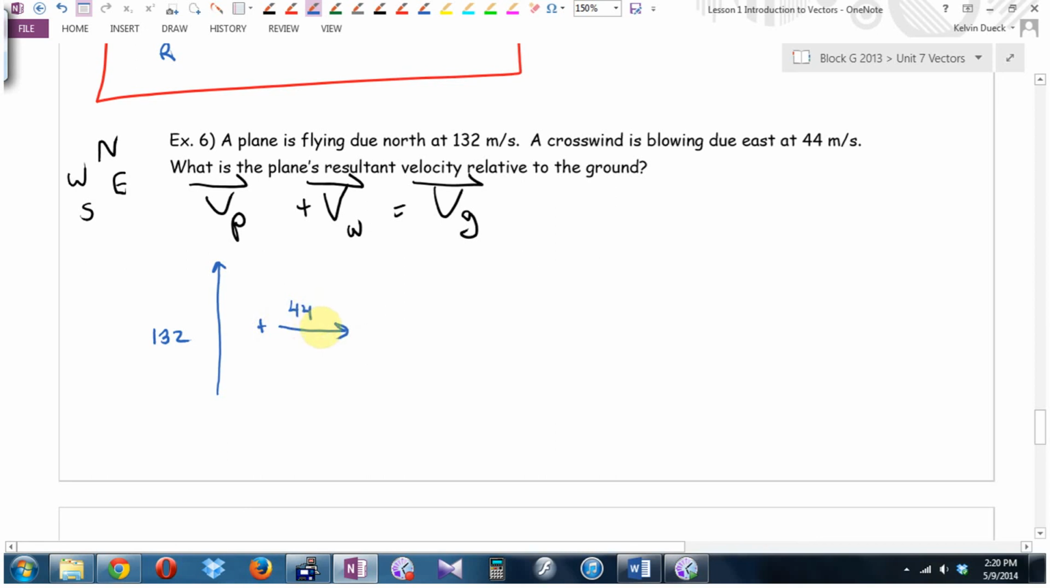We want to add those together. In fact, I should probably make that a little longer even. Any suggestions on how I could add two vectors together? Draw them tip to tail, you say? Really? I never thought of that. So you're saying I can go 132, 44, and that's my VG, velocity relative to the ground, my ground speed.